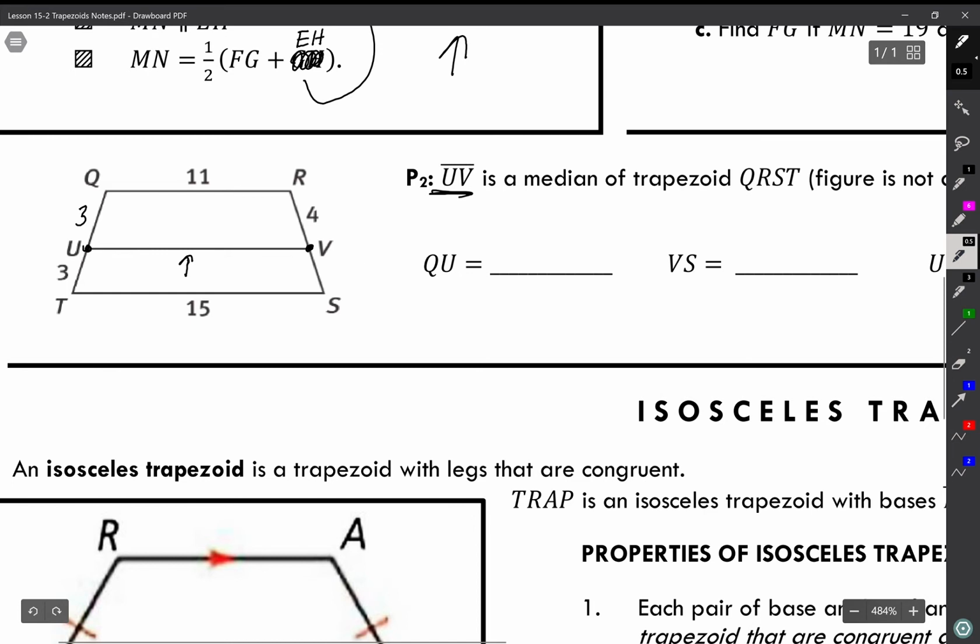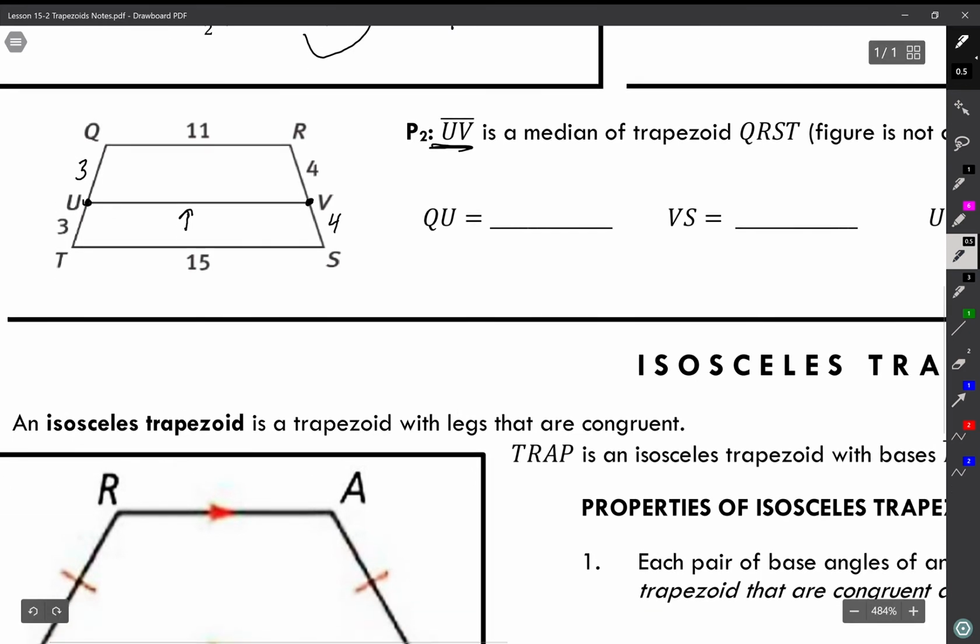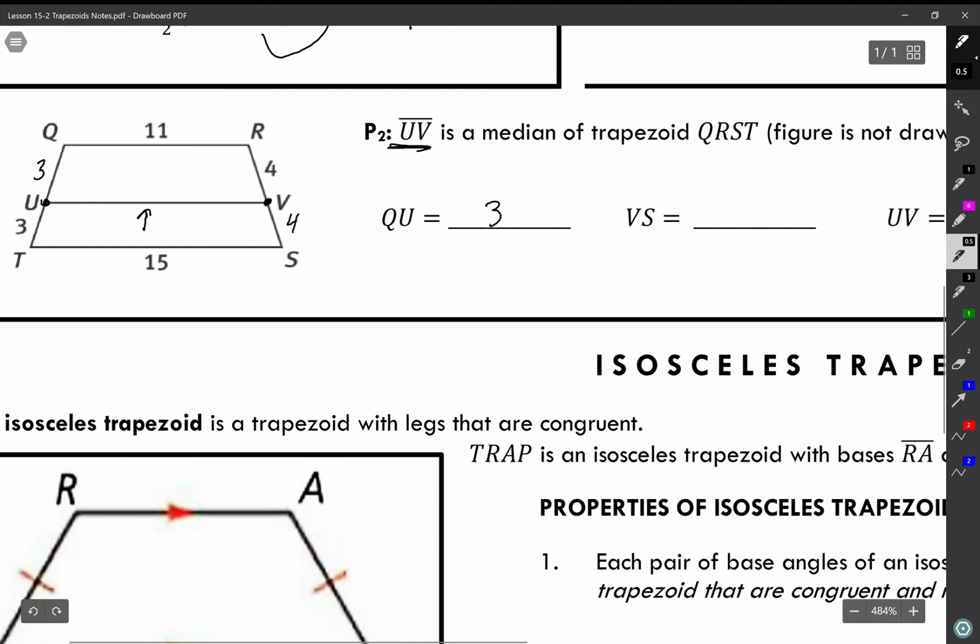Similarly on the other side, VS is going to have to be 4. A lot of people are making mistakes saying that QU is going to be 4 because it looks like it is. Remember, we cannot assume anything based on that. We have to take what we are given. The logic of that has to be able to go over to here. You make decisions from the math and the words that you're given, not how the picture looks. So QU is 3, VS is 4.